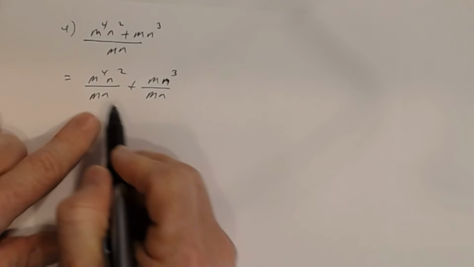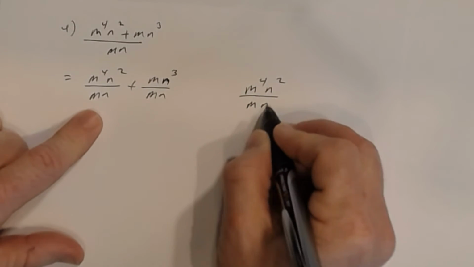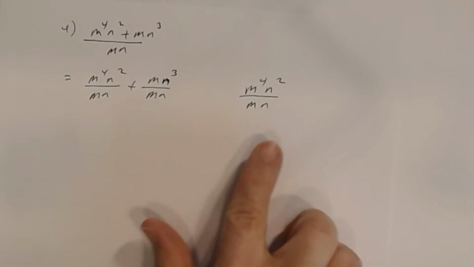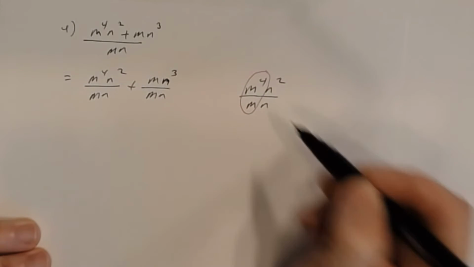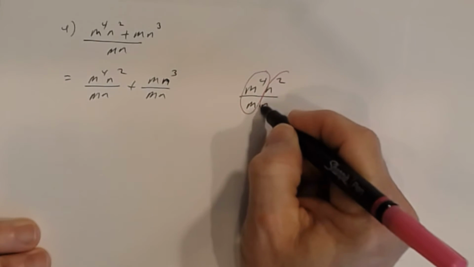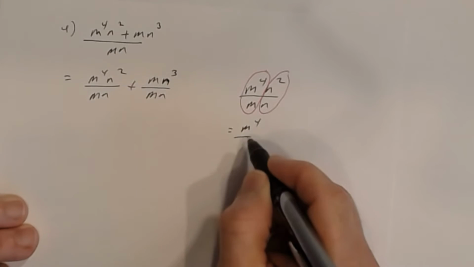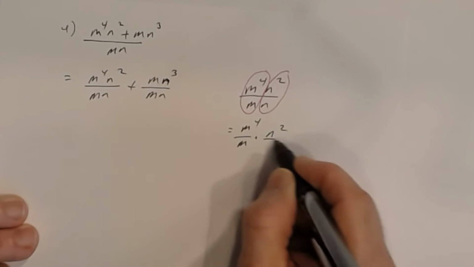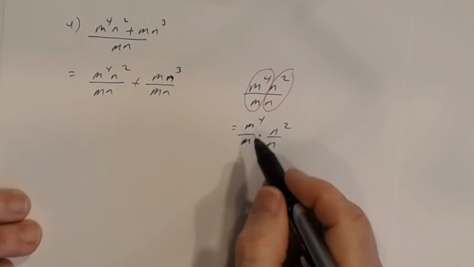Now the way you want to think about this is this way. I'm going to take this right here and put it here, just so we can talk about it. m to the 4th n squared divided by mn. It helps if you think about this by circling the like variables. I'm circling the m's and then I'm circling the n's. And then if you need to, rewrite this as m to the 4th divided by m times n squared divided by n. Rewrite it like that because that's what this can be written as. And then we use our properties.